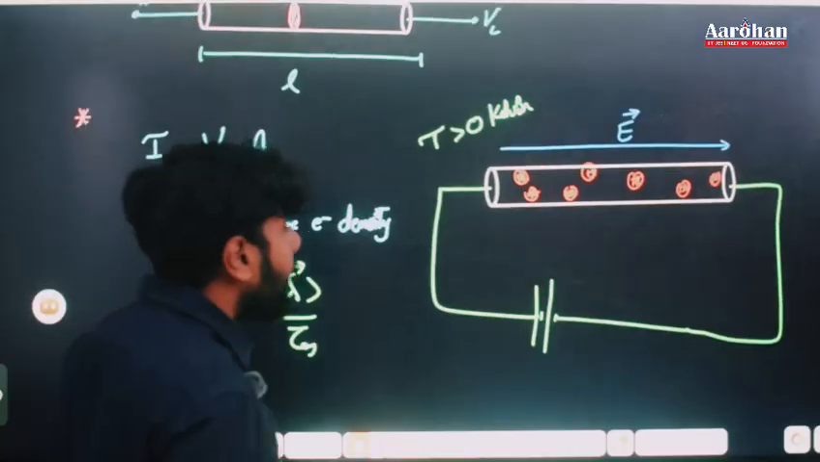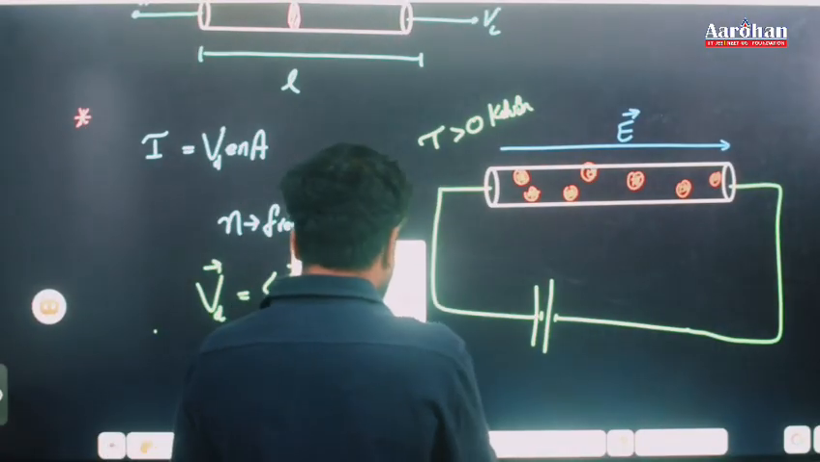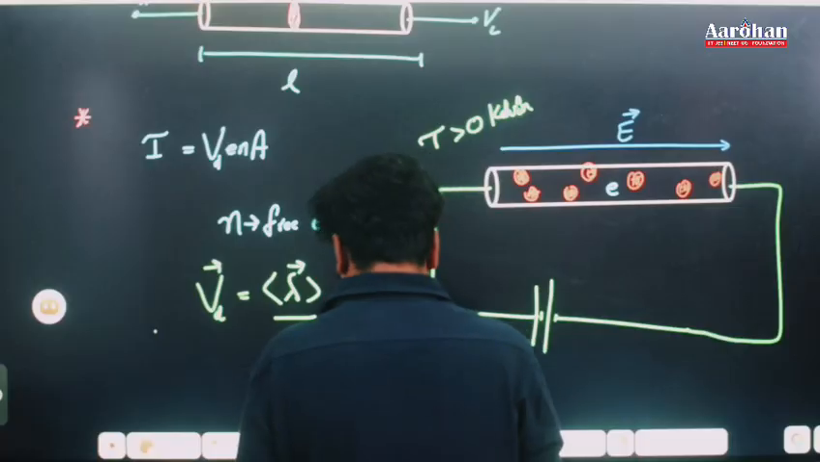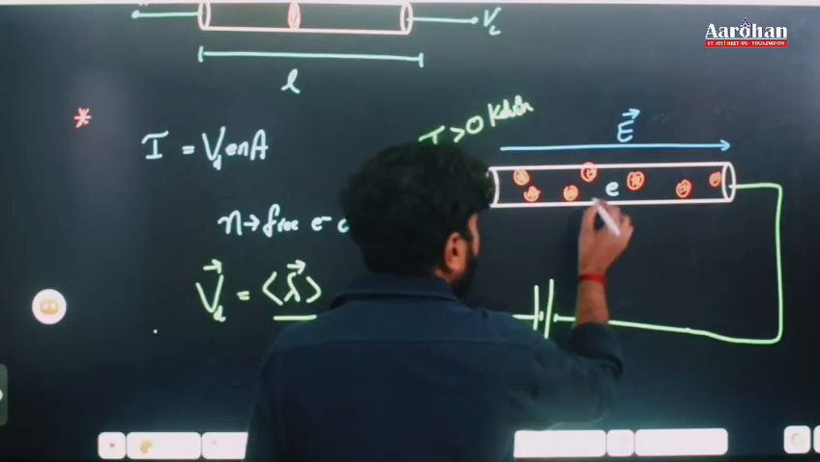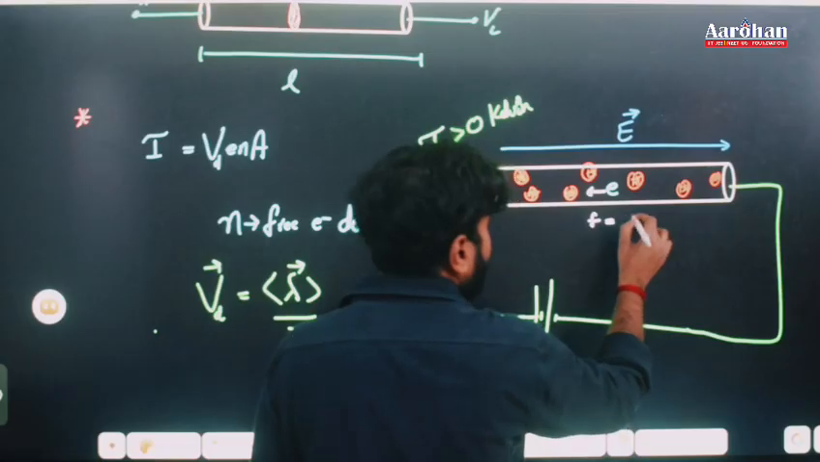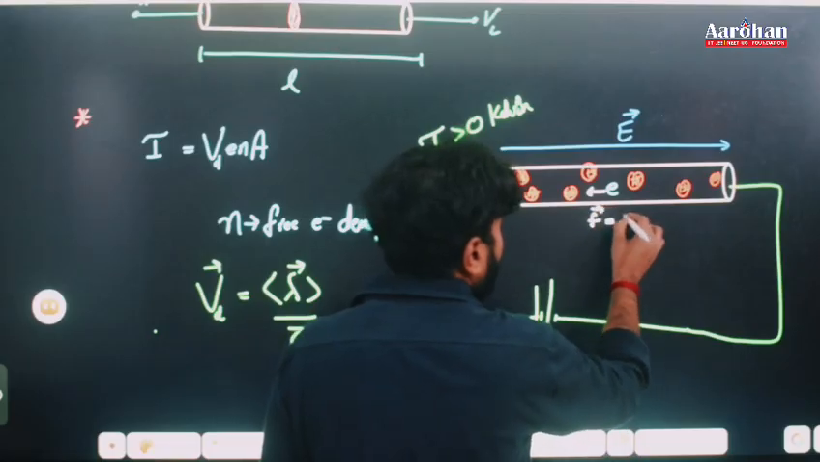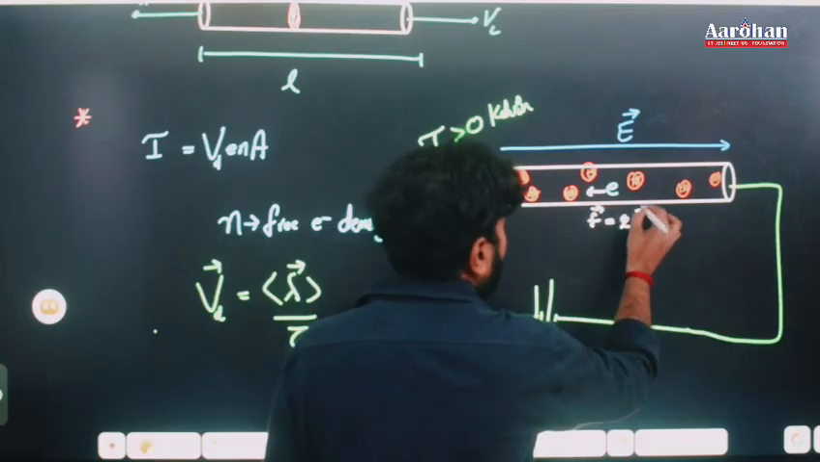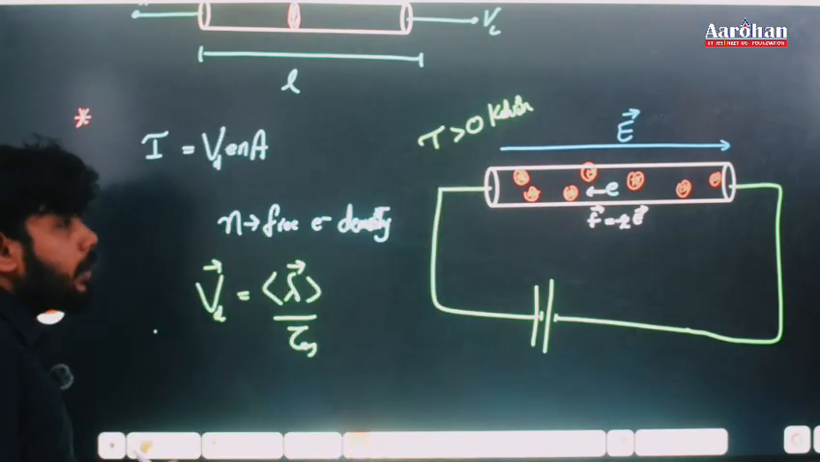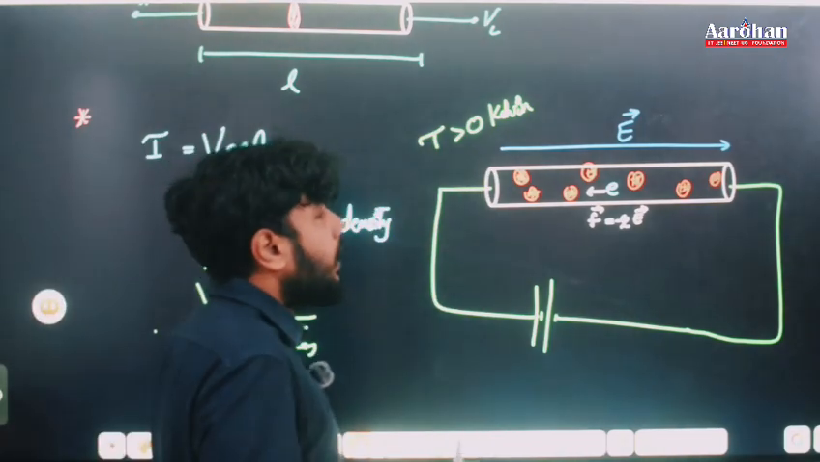If you remember, these are the electrons, and any electron will experience a force. That force will be what? Q times E, and it will be negative not because the electron has negative charge, or you can say that also, but because the force will have opposite direction of the electric field, and we can replace Q with what?